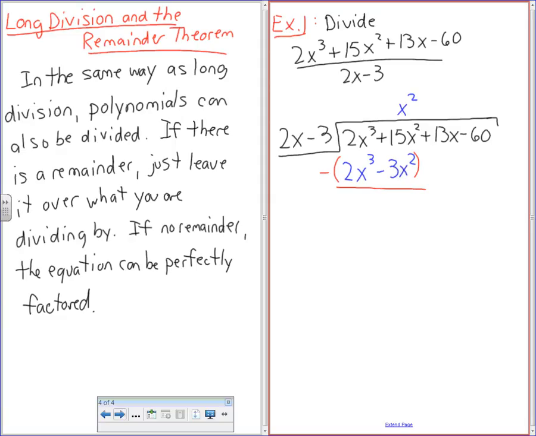What is 15x squared minus negative 3x squared? Thank you, okay. Because you're doing 15 minus negative 3, right? 15 minus negative 3. That's why I said people get confused.